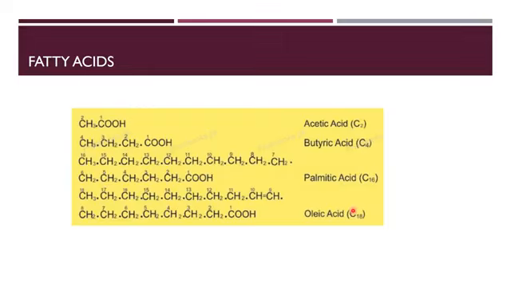But in case of oleic acid, you can observe the double bond between carbon 9 and carbon 10. So that's why the oleic acid is 18 carbon unsaturated, or you can say mono unsaturated fatty acid, because it's having the one double bond. Okay.